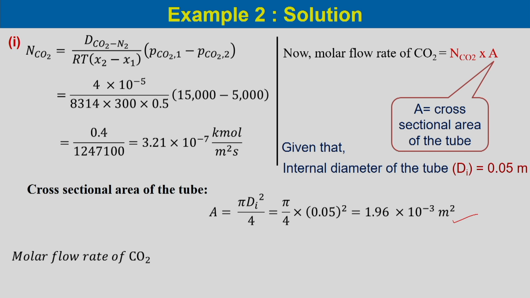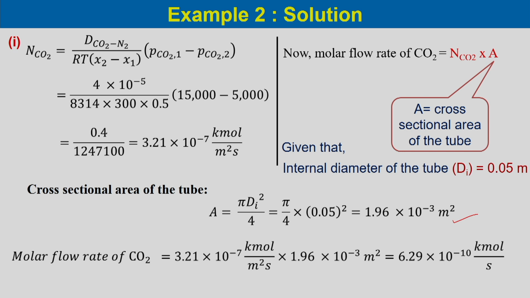Now, molar flow rate of carbon dioxide we can calculate, which is equal to 3.21 into 10 to the power minus 7 kilomole per meter square second, which we have calculated as flux, into the cross sectional area 1.96 into 10 to the power minus 3 meter square, which will give 6.29 into 10 to the power minus 10 kilomole per second.